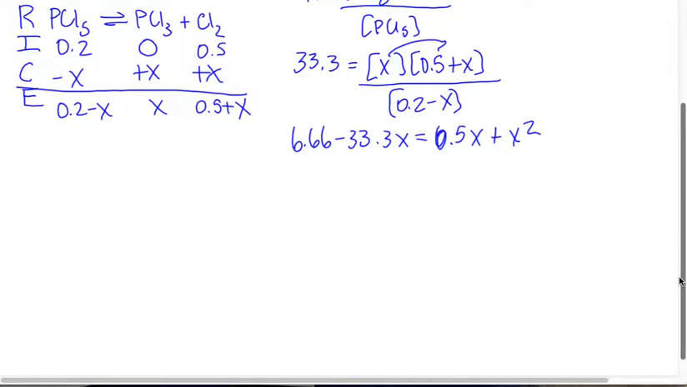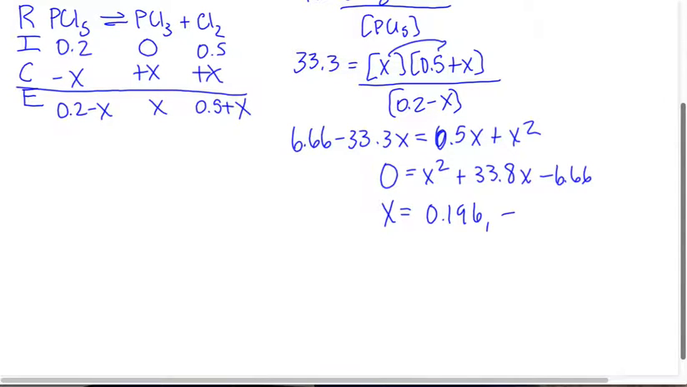Okay, so isolating some stuff here, 0 then is equal to x squared plus 33.8x minus 6.66. What are my two roots? All right, so obviously, this is the correct root.